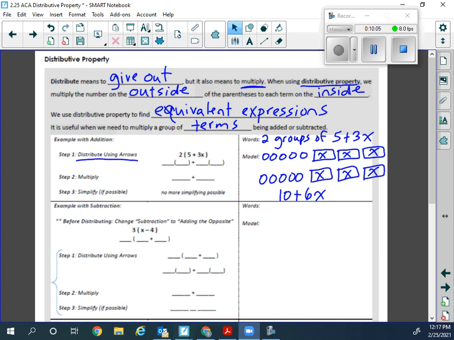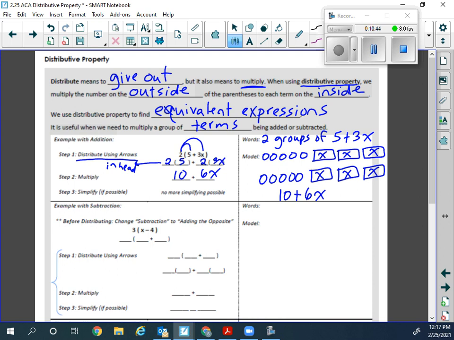So from here, we're going to multiply 2 times 5, and then 2 times 3x. And we're just going to write that down. This step right here, normally you're going to do that step in your head. It's just we're writing it out because this is the first time we're doing it, and it's your notes. Now actually do it. What's 2 times 5? 10. What's 2 times 3x? 6x.